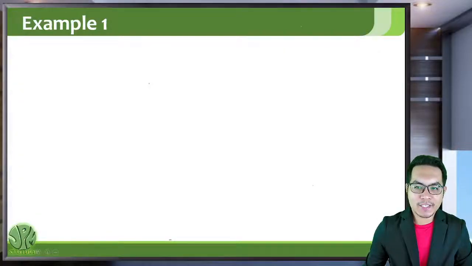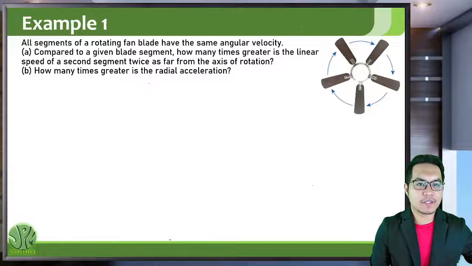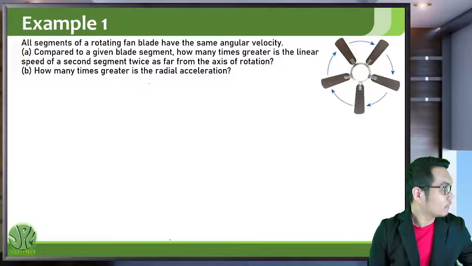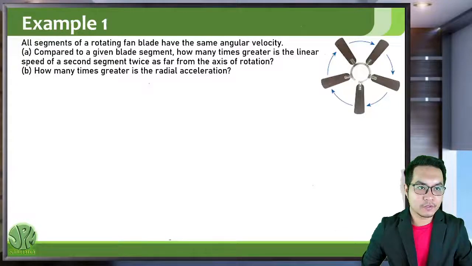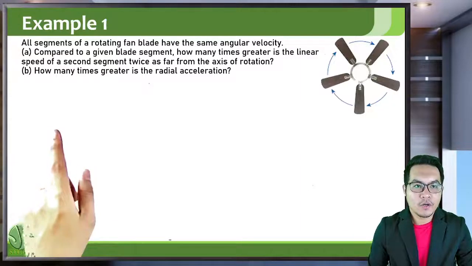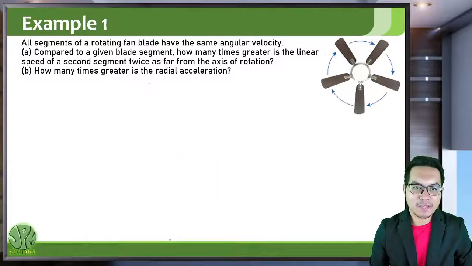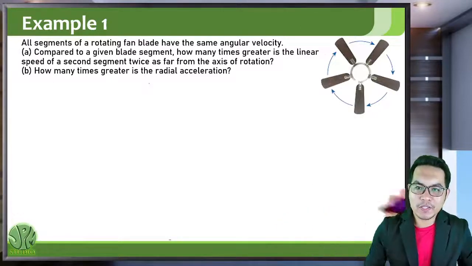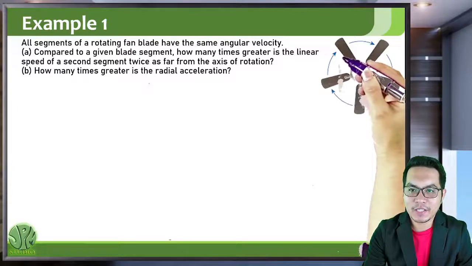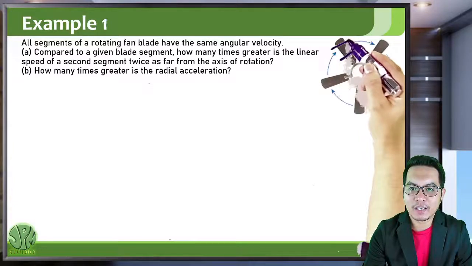So let's now have an example. All segments of a rotating fan blade have the same angular velocity. For the first question, compared to a given blade segment, how many times greater is the linear speed of a second segment twice as far from the axis of rotation? So for instance, we consider two segments of the fan here, say this segment here, and say this segment here.